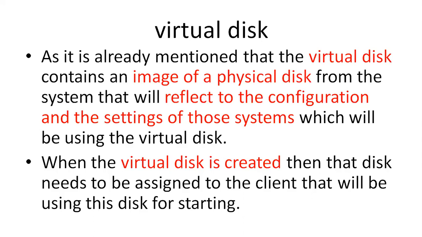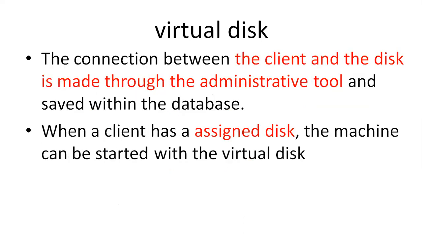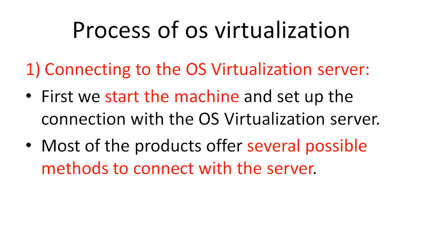The virtual disk always consists of an image of the original disk. And then the connection between a client and a disk is made via administrative tools and saved within a database. When a client has an assigned disk, the machine can be started with the virtual disk. That is the main role of the virtual disk. Here you have four different components: the server, the client, the database, and the virtual disk.